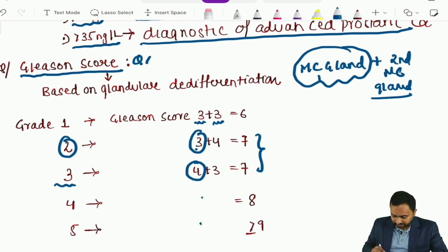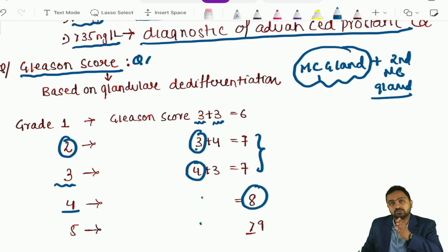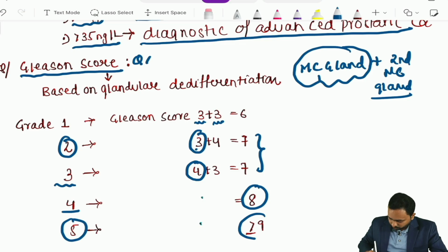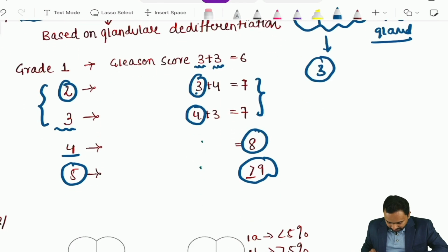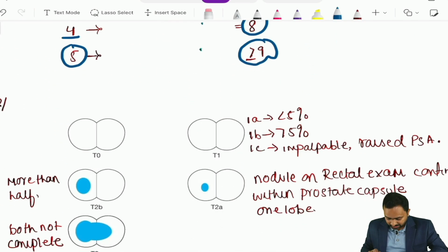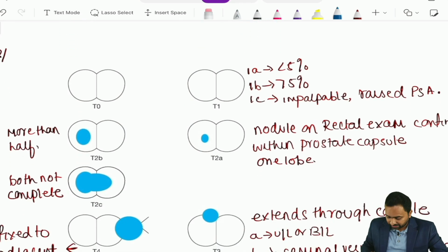Now, similarly, in a grade 4, you have a total score of 8, which can be a combination of 4 plus 4, 5 plus 3, 3 plus 5. Then you have a grade 5, which is a score of 9 or more, which can again exist in various combinations, right. The most important confusion happens over here at grade 2 or grade 3. Since your most common gland has a Gleason score of 3 based on glandular dedifferentiation, we assign it to a lower grade.